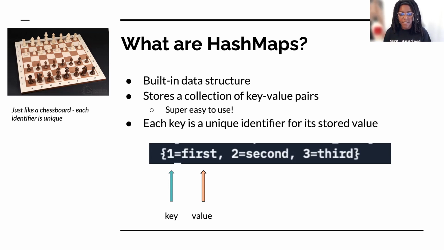And this little photo down here is just a little bit of what a hash map would look like when you print it out. So it's basically this structure within the squiggly brackets here. So you've got your keys and you've got your values. Pretty simple, very easy to use, which is why I love them.